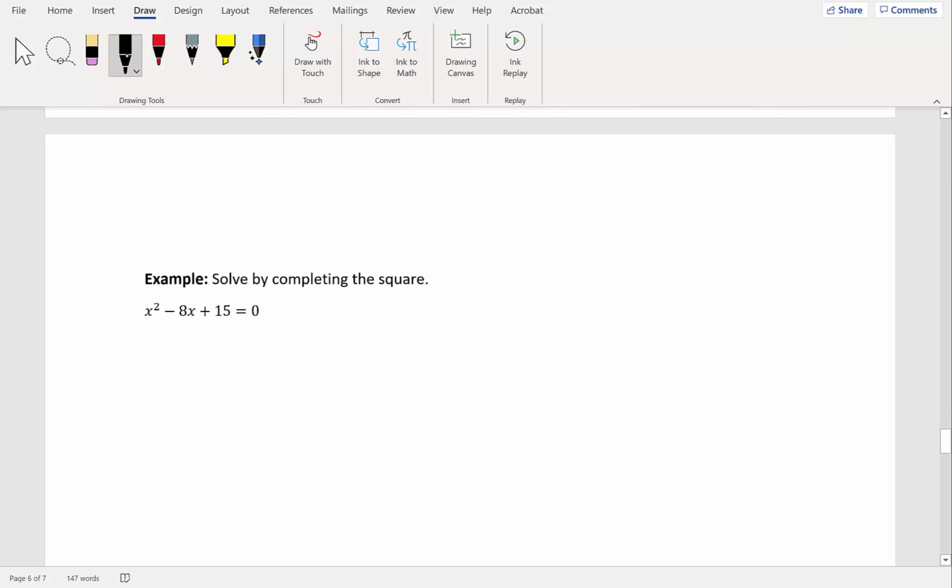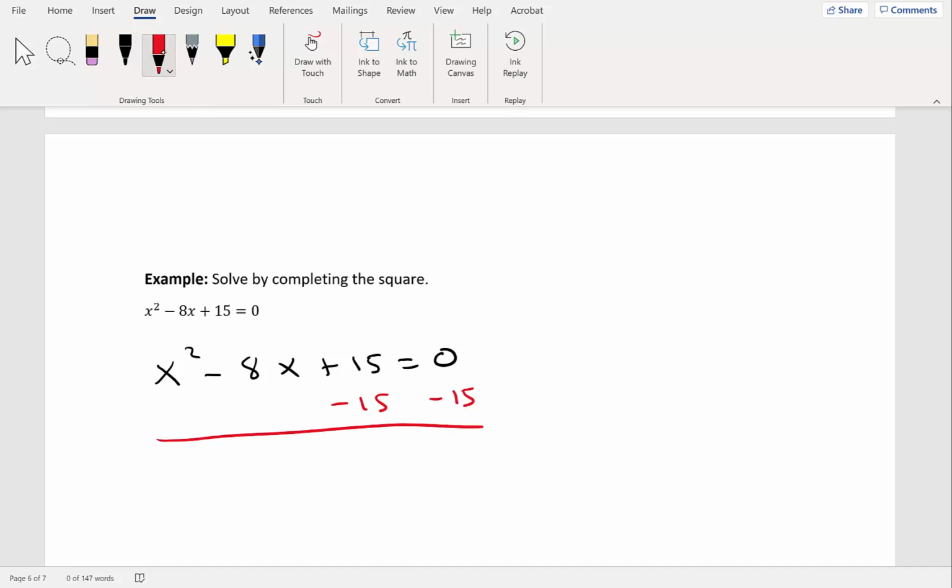Another example, so we have x squared minus 8x plus 15 is equal to 0. So first, our coefficient of x squared is 1, so we don't have to divide by anything. But now we want to isolate the variable terms, so let's go ahead and subtract 15 from both sides. We have x squared minus 8x is equal to negative 15. Now we take half of our coefficient of x, so we're going to take 8 divided by 2, and then we raise that to the second power. So we get 4 raised to the second power, which gives us 16. So 16, I have to add that to each side of the equation.